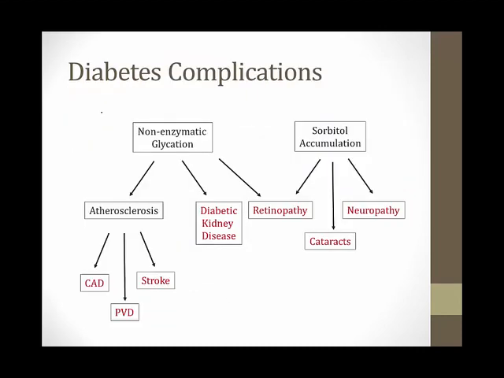On this slide, I've listed the complications of diabetes and shown where non-enzymatic glycation and sorbitol accumulation may play a role. I should comment that the development of these complications is highly complex. It is much more complex than is indicated on this slide, but on this slide I've tried to show you that non-enzymatic glycation has been implicated in the development of atherosclerosis, which leads to coronary disease, stroke, and vascular disease. Non-enzymatic glycation has also been implicated in diabetic kidney disease and retinopathy. Sorbitol accumulation has been implicated in retinopathy as well as cataracts and neuropathy.